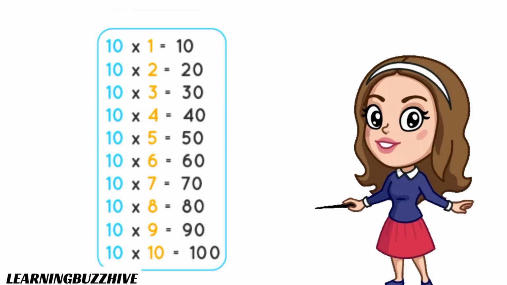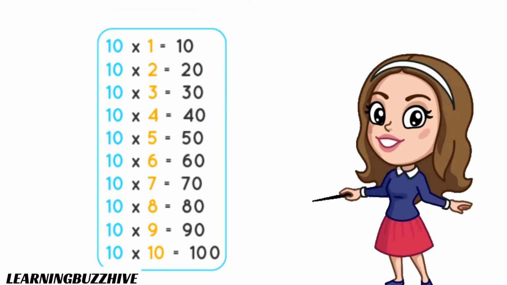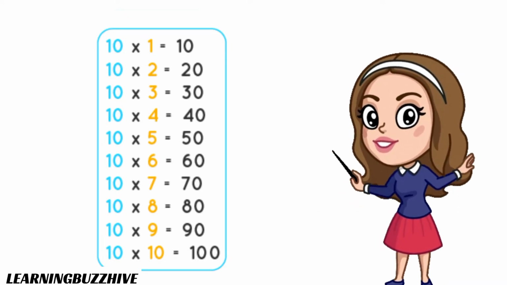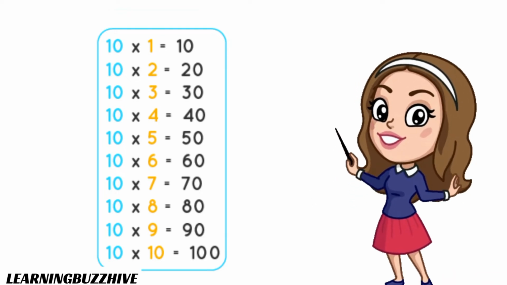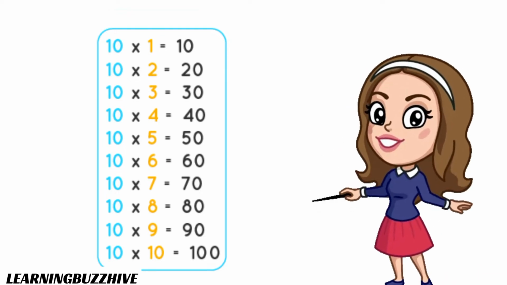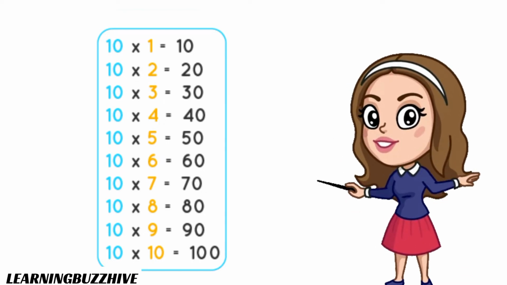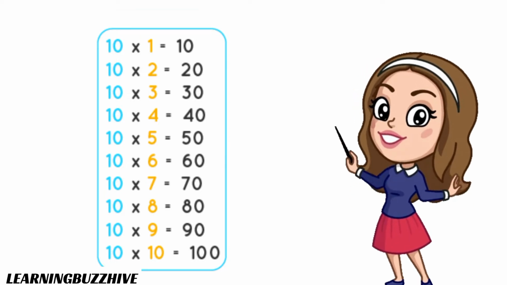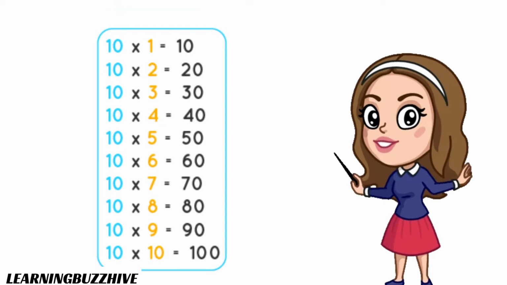Ten sixes are 60. Ten sevens are 70. Ten eights are 80. Ten nines are 90. Ten tens are 100.